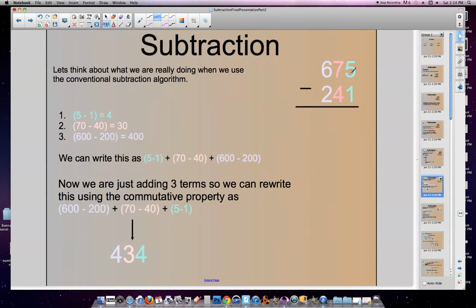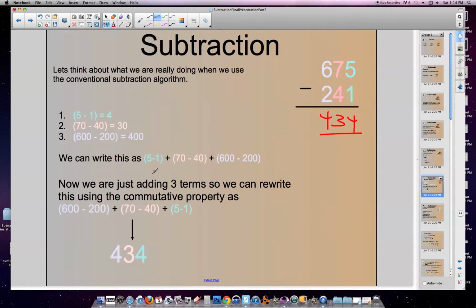So let's go ahead and write out what the subtraction algorithm actually is. The first thing we would do is say, okay, well, 5 minus 1, that's 4. So we're saying 5 minus 1; we're subtracting the ones place. Then we would say, okay, 70, that's the tens place. 70 minus 40, well, that's going to equal 30. And then 600 minus 200, well, 600s. If you take away 2 of those hundreds, you're left with 400s. 600 minus 200 is 400. And then, once we get those numbers, we just add them together: 400 plus 30 plus 4, or 434.